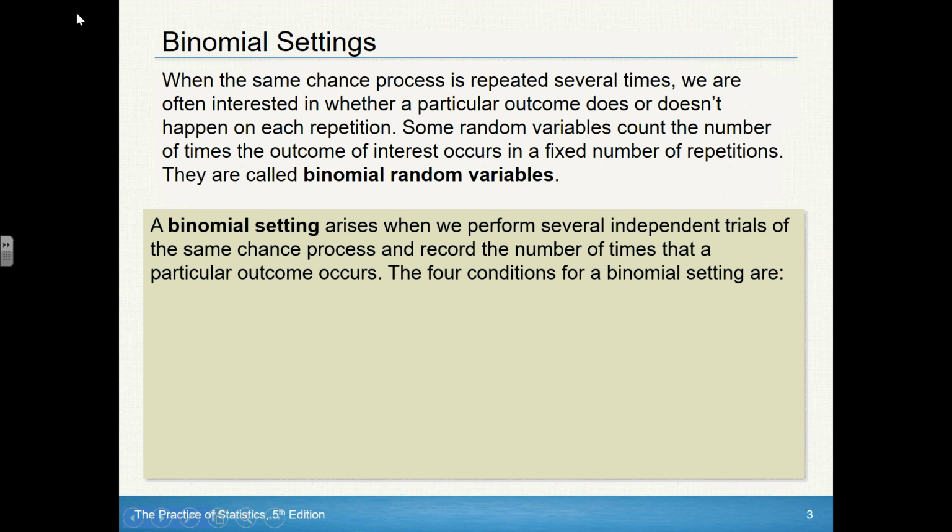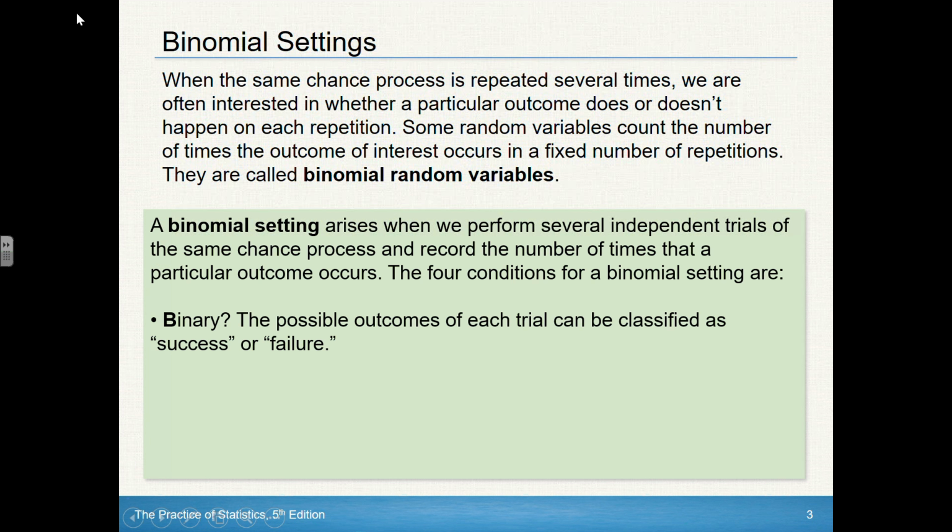So, a binomial setting. We know what discrete random variable means: a countable number of outcomes. But when we are talking about a binomial discrete random variable, we have a few extra conditions. First, the outcomes can be categorized into either a success or a failure. If we use a free throw shooting example from basketball, you either made the shot or you missed the shot. But it doesn't mean that it can only have two outcomes. It just means you can categorize the outcomes into successes and failures.